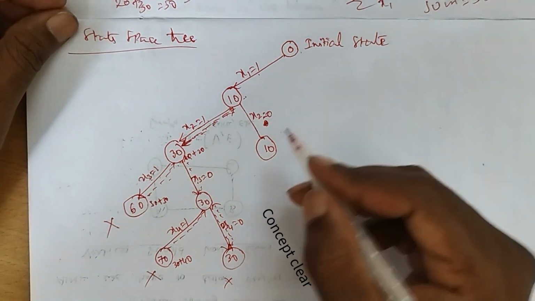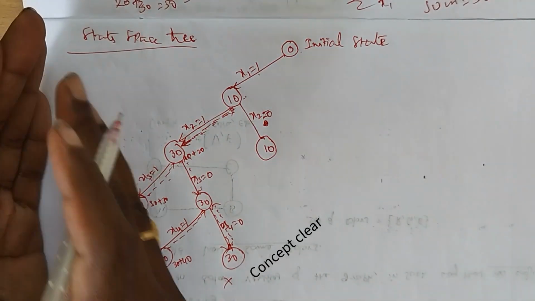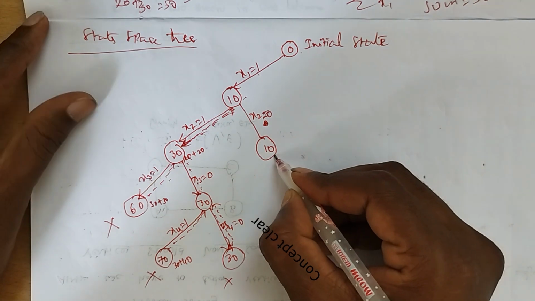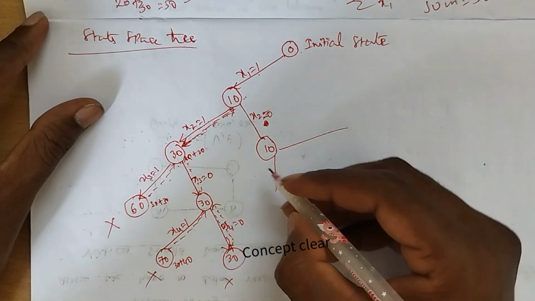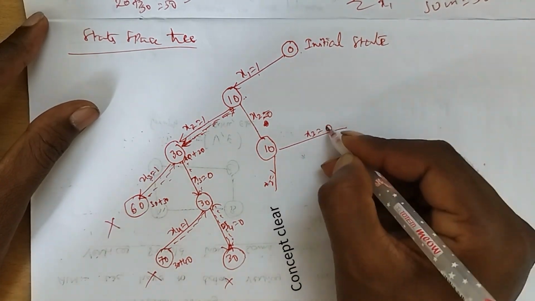Now we have to check the x2 equals 0 side. The x2 equals 1 side is completely done. This is the x2 equals 0 side. Again x2 is not considered. Next, what are the possible things? For x3 we have two possibilities: x3 equals 1, x3 equals 0.